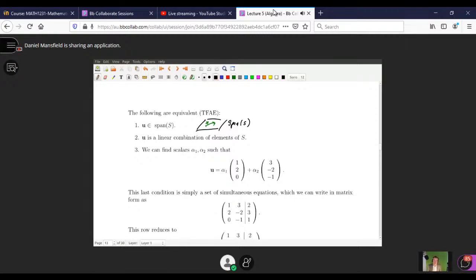What about this one? U is a linear combination of the elements of S. That is to say, S equals, say, some v1, dot dot dot vn, and U can be expressed as a linear combination of those things. So a little bit of the first vector, plus a little bit of the second vector, plus dot dot dot plus lambda n vn. We can find scalars alpha 1, alpha 2 such that... this is coming back to the previous question, it's the same as that.